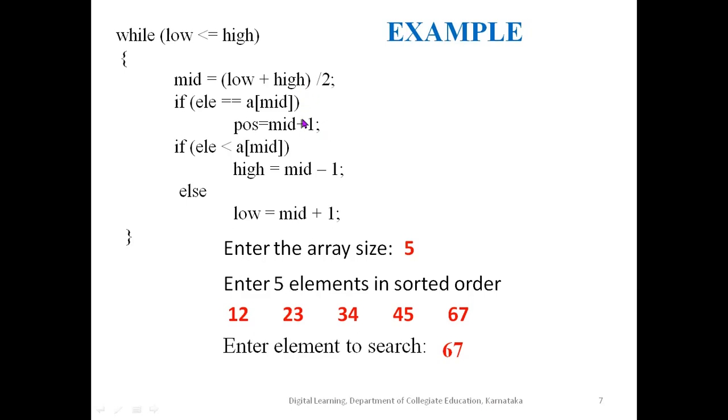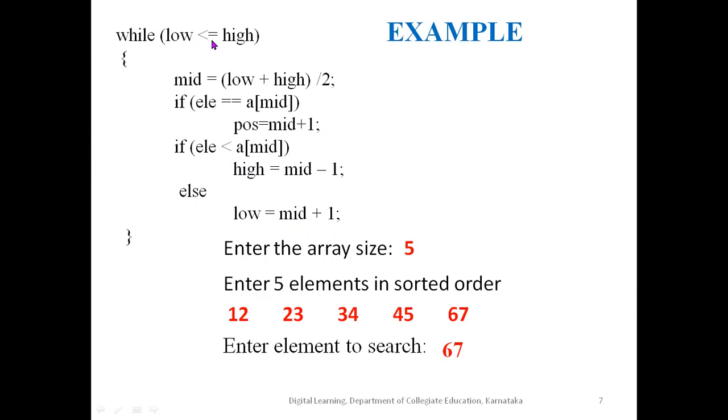So the control goes to the next statement, which is element less than A of mid. So here, is 67 less than 45? Not true. So control goes to the false block. That means low value changes to mid plus 1. So that means 3 plus 1, which is equal to 4. Now again the while loop will continue. Now here low value, that is mid plus 1, which was 3 plus 1, has changed to 4.